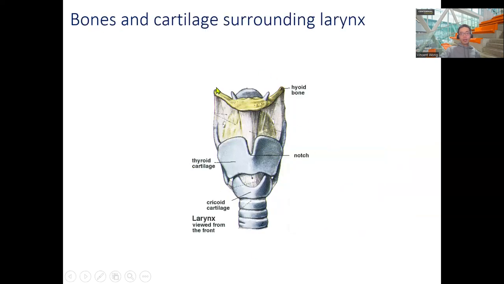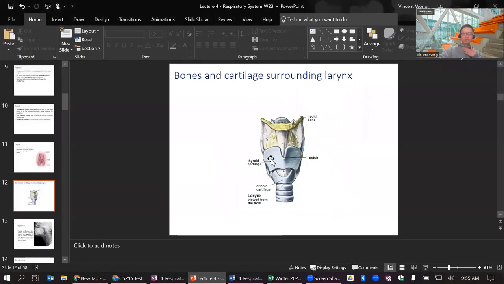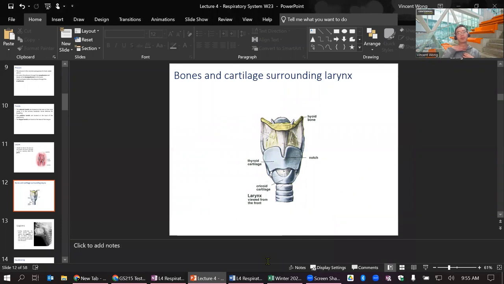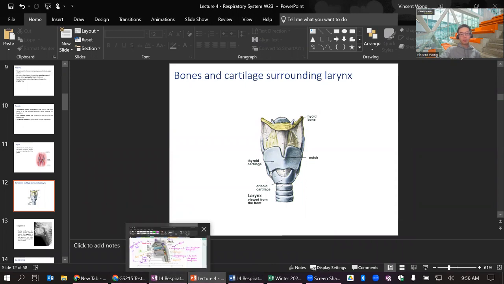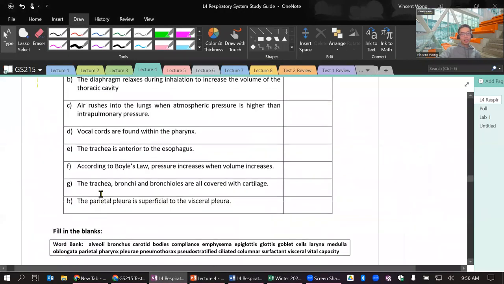Now, there are a bunch of bones and cartilage that help stabilize the larynx. It's a very vulnerable location. You've probably seen it in movies or read about it in the news: if someone gets hit at the throat here, it's possible for the larynx to swell up and obstruct the airway, and you're not going to be able to breathe, right? So it's important to protect it with some bones and some cartilage.